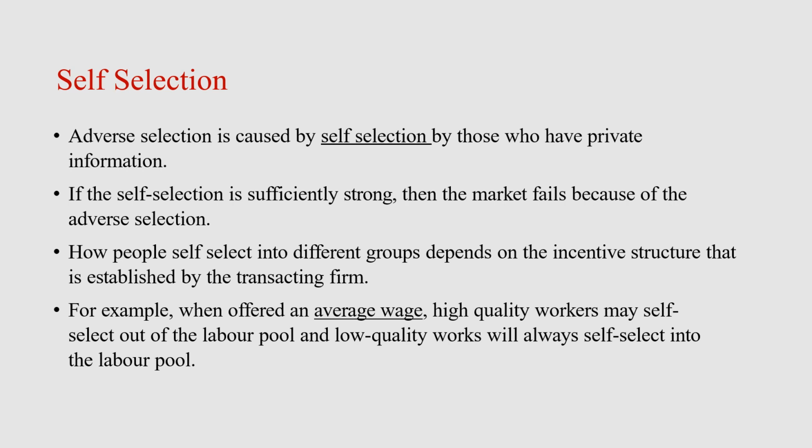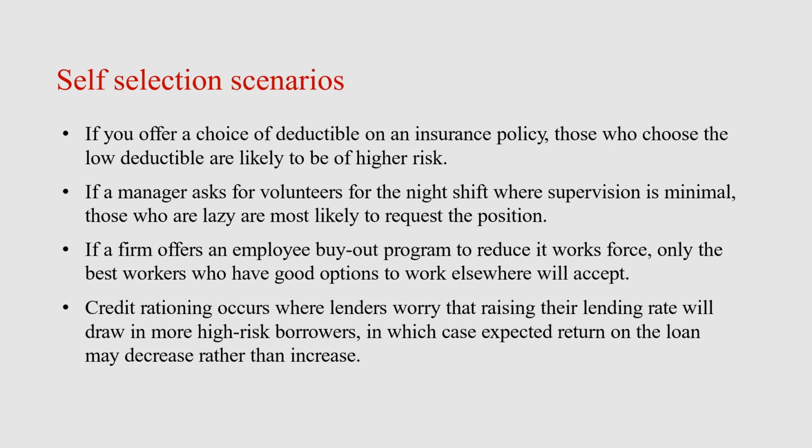How people self-select into different groups depends on the incentive structure that is established by the transacting firm. So again, the example I offered about the young people not taking part in health insurance programs is really relevant here. And another example is that when offered an average wage, high-quality workers may self-select out of the labor pool, and low-quality workers will always self-select into the labor pool. And we'll look at some of those examples about low and high-quality workers a little later on.